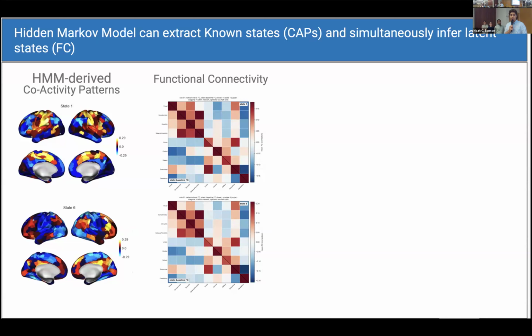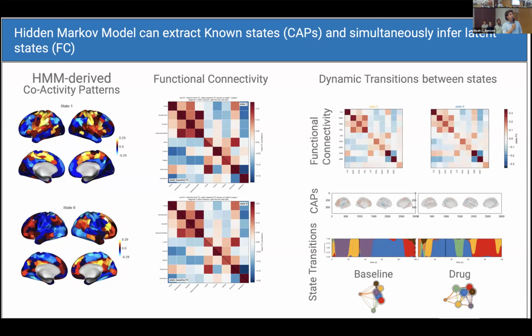And so you might think, well, this is supposed to be a dynamical thing. Why is this static? You're showing static measures. Well, something we can compute is, in real time, how the brain transitions from one state to another and the probability of transition between these states. What you're seeing on the top is functional connectivity across time: on the left, the baseline session, on the right, the drug session. As they move in time, you're transitioning between these functional connectivity patterns.